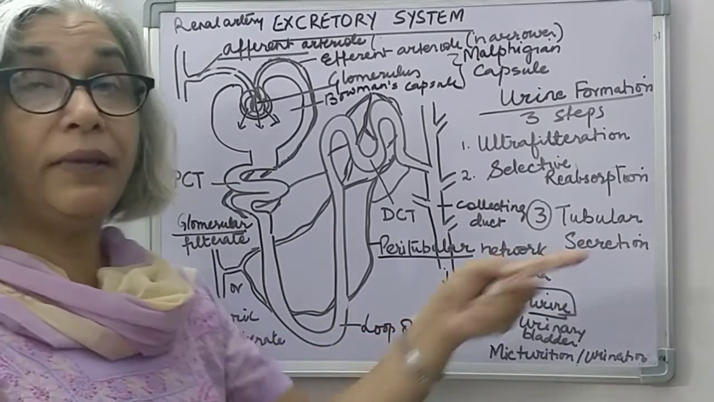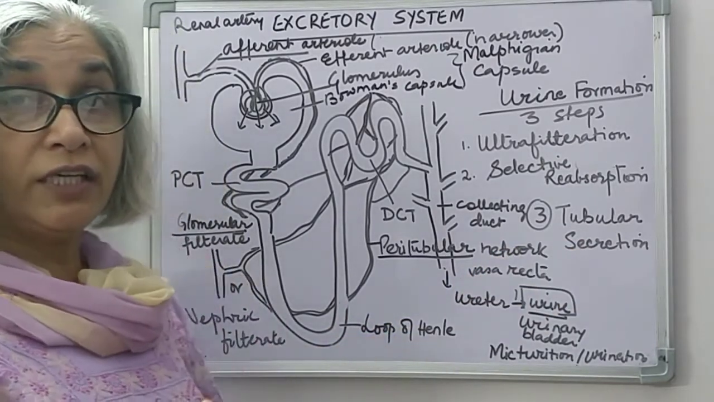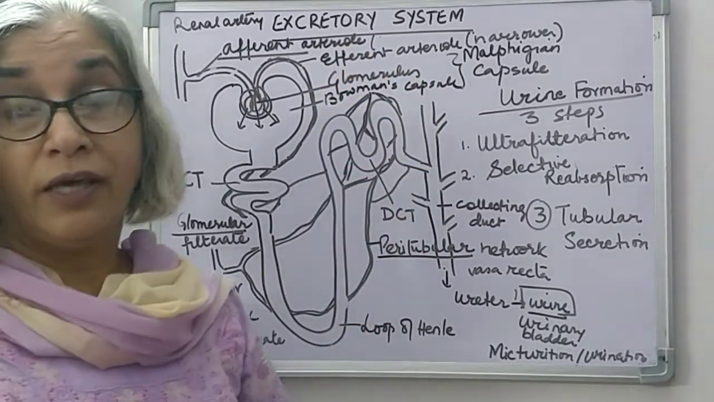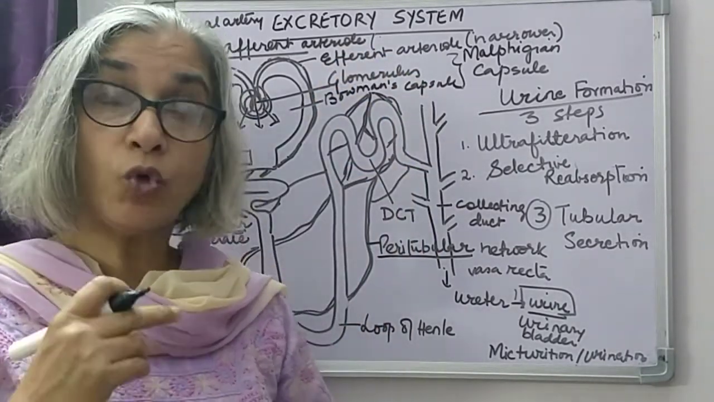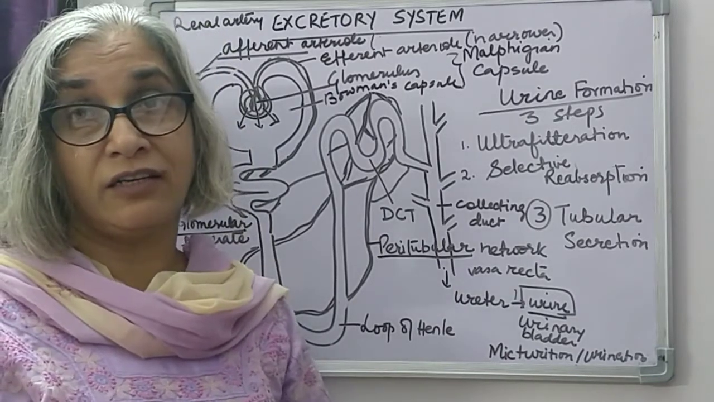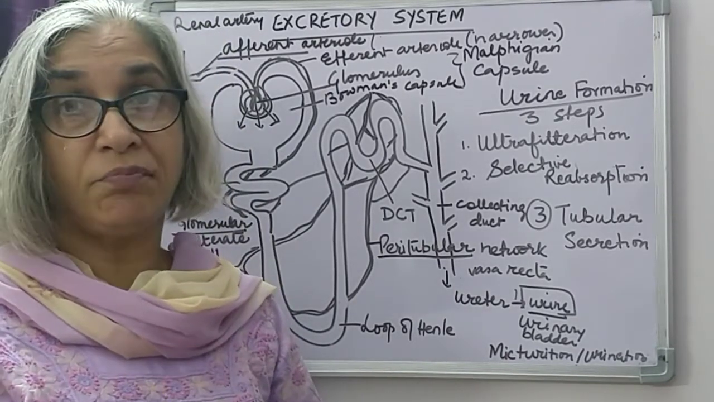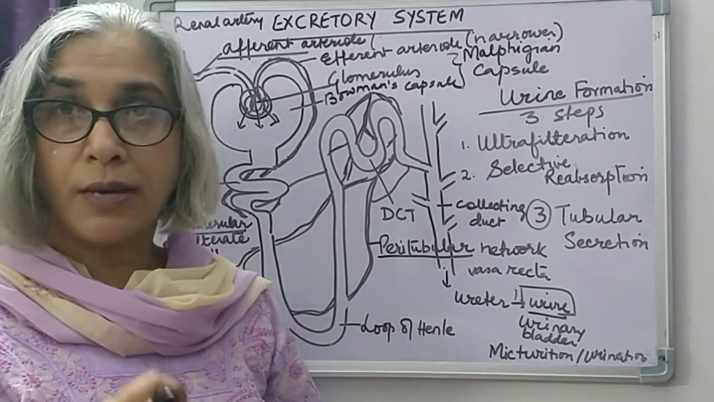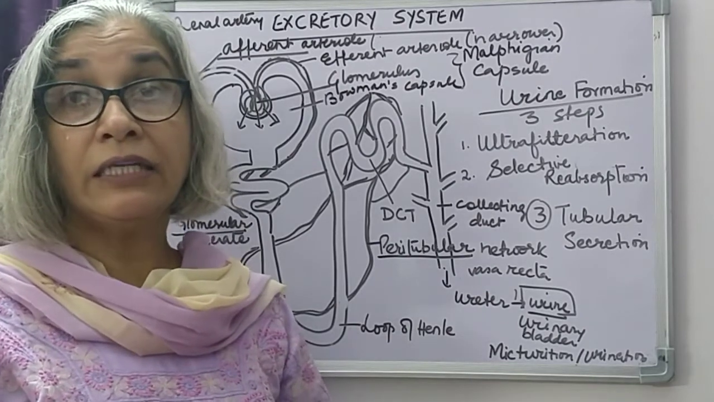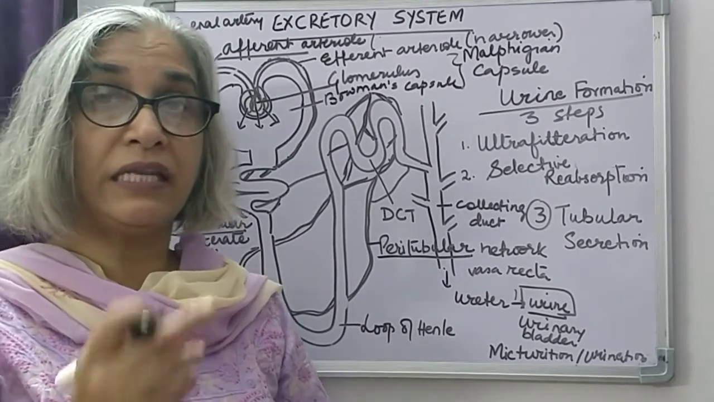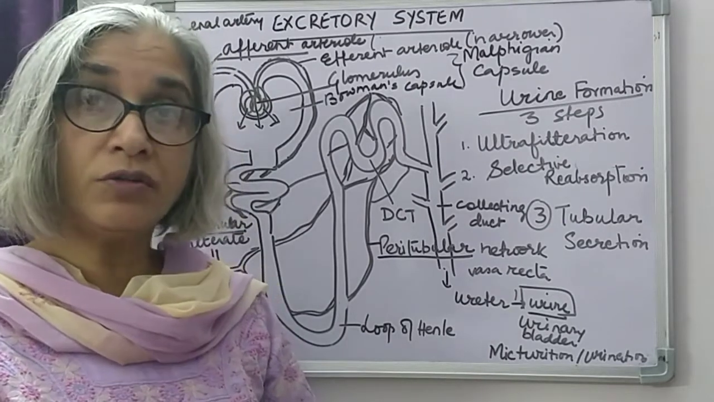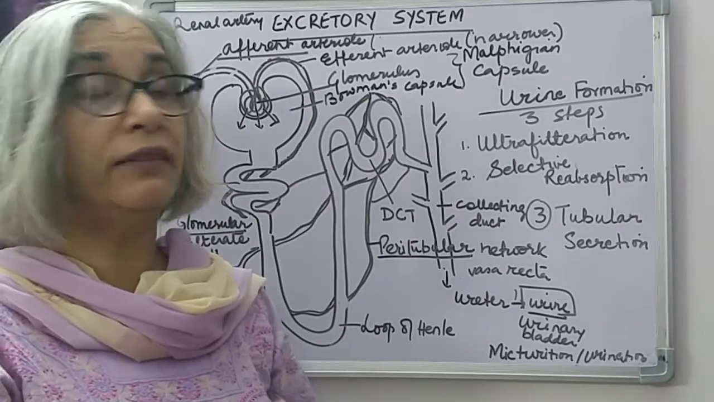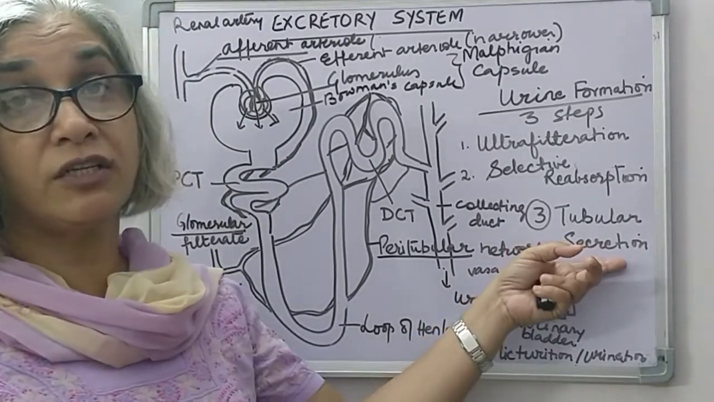The third step is tubular secretion. Secretion from the blood into the tubule. So some substances which could not be removed by filtration but are not needed by the body, like creatinine, hippuric acid, some potassium ions, and antibiotics like penicillin and other antibiotics which are not required by the body will be secreted into the tubule, and that is called tubular secretion.